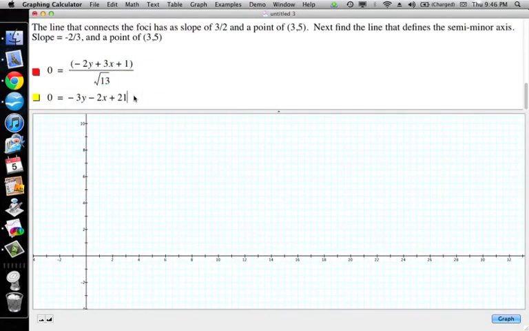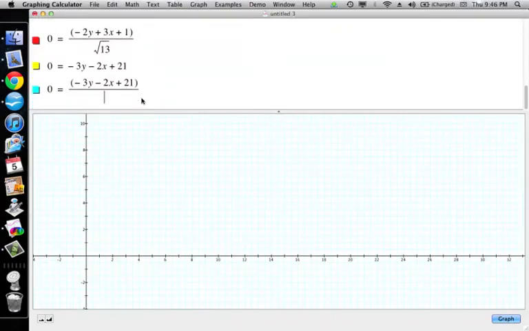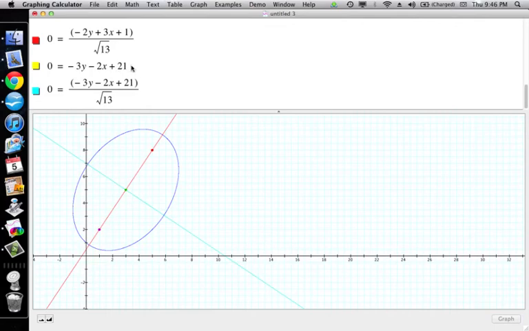And now one last step. 0 equals negative 3y minus 2x plus 21, and then I want to take all of that and divide it by the square root of 9 plus 4. So again, that's going to be the square root of 13. That square root of 13 is still going to show up, and I still got that line.